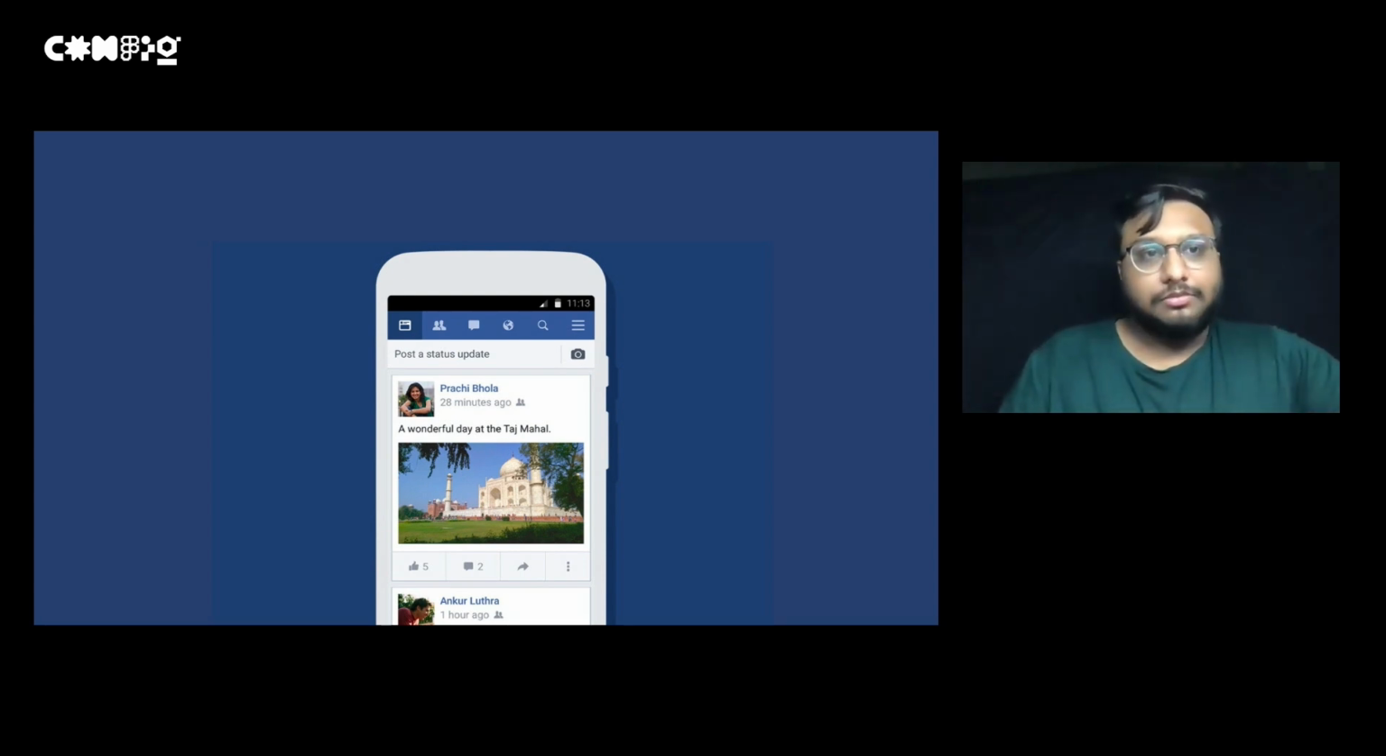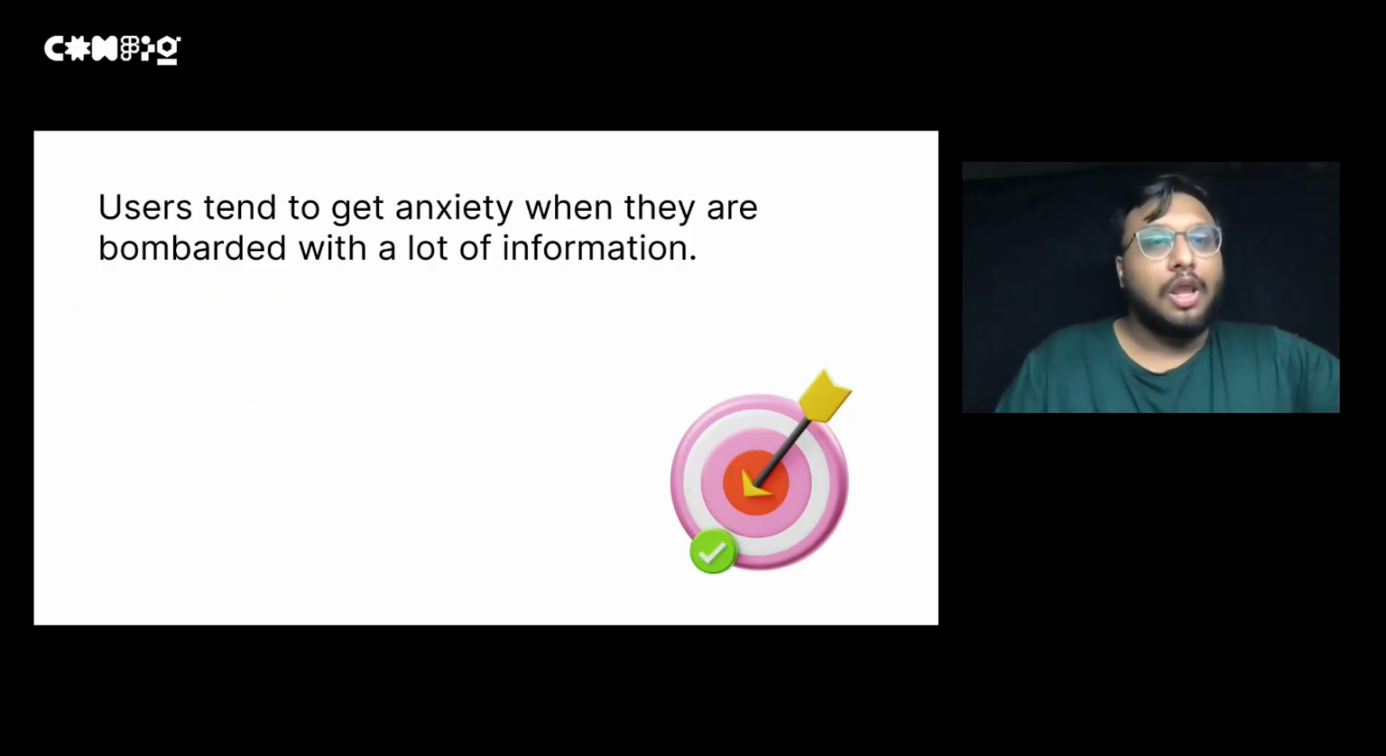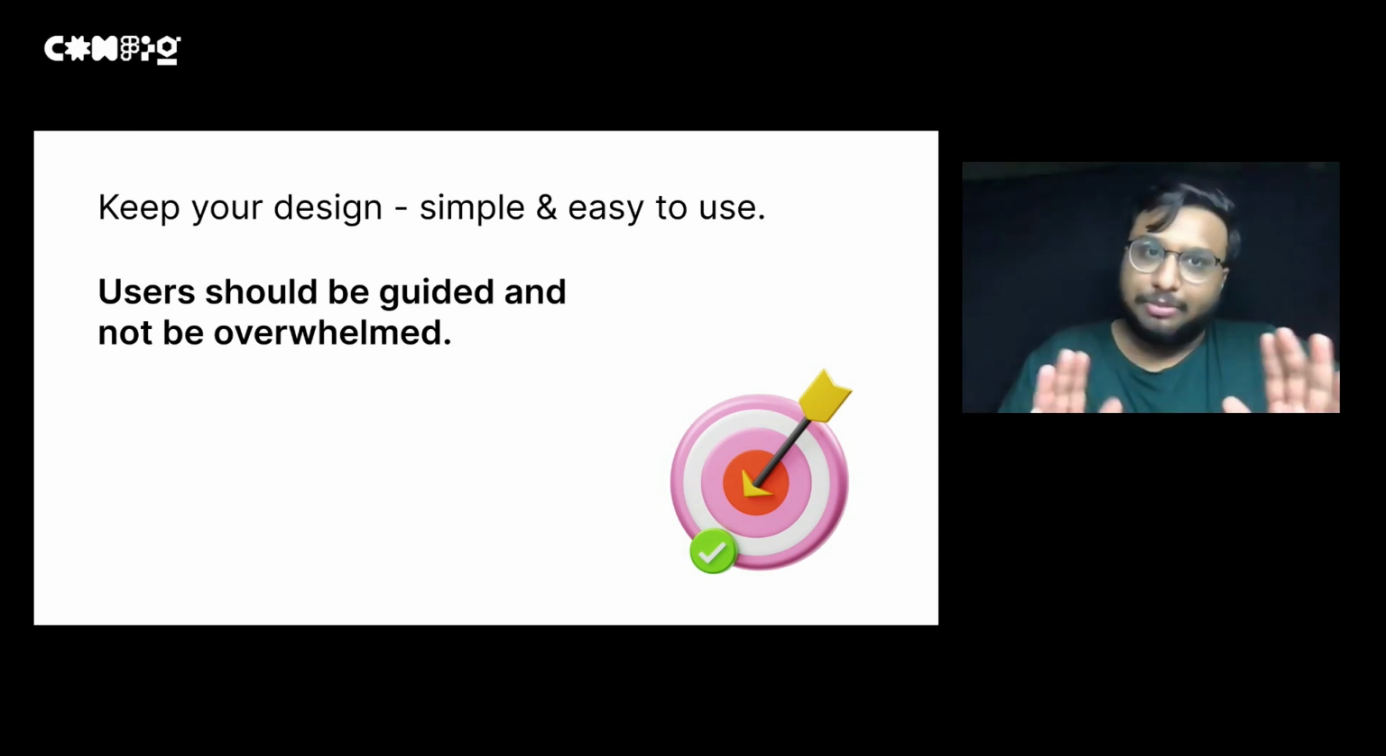So ensure you solve for connectivity. Let's talk about complexity now. Users tend to get anxious when they're bombarded with a lot of information. You need to understand that users are seeing interfaces for the first time, and they're extremely scared of what they see and extremely cautious. So try to keep your design simple and easy to use. Users should be guided and not overwhelmed. Don't scare them. Teach them and help them.